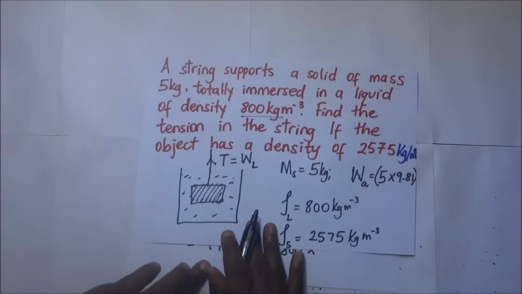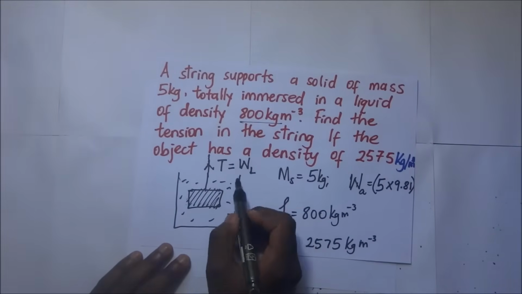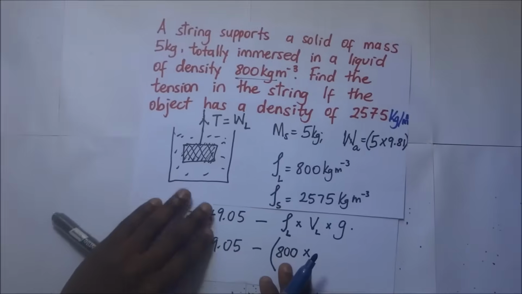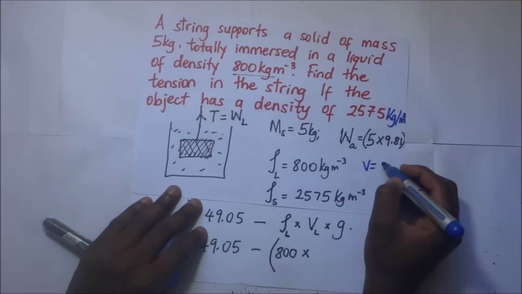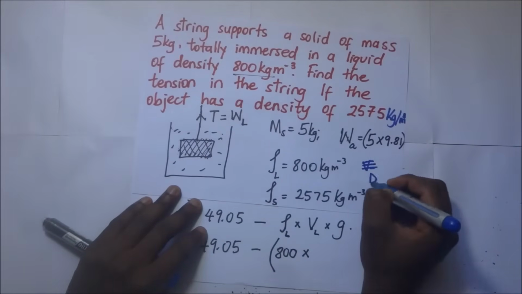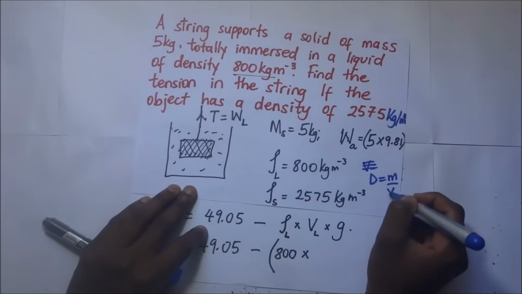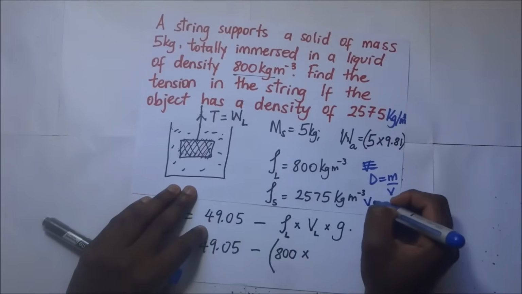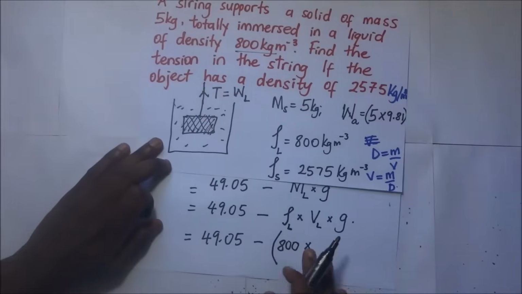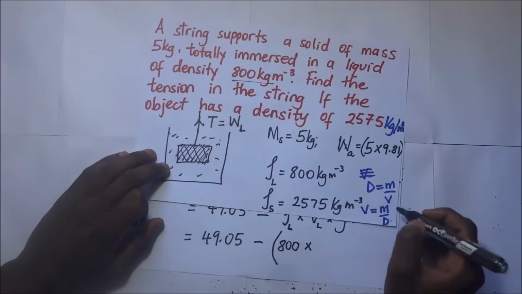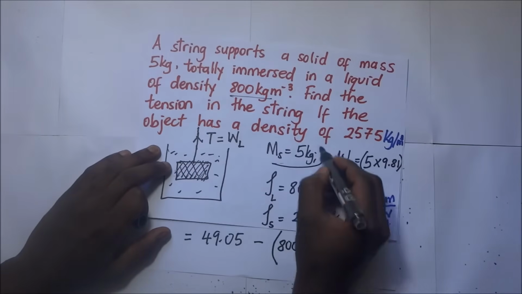The volume of this solid, according to our question, has not been given to us directly, but we have some information that can help us get the volume of this solid. If we do some work, volume is going to be equal to, we know that density is going to be mass over volume. So if we make V the subject of the formula, we know that volume is given by mass over density. According to this question, we do have the mass of this solid. The mass of the solid was given to us here as 5 kilograms.